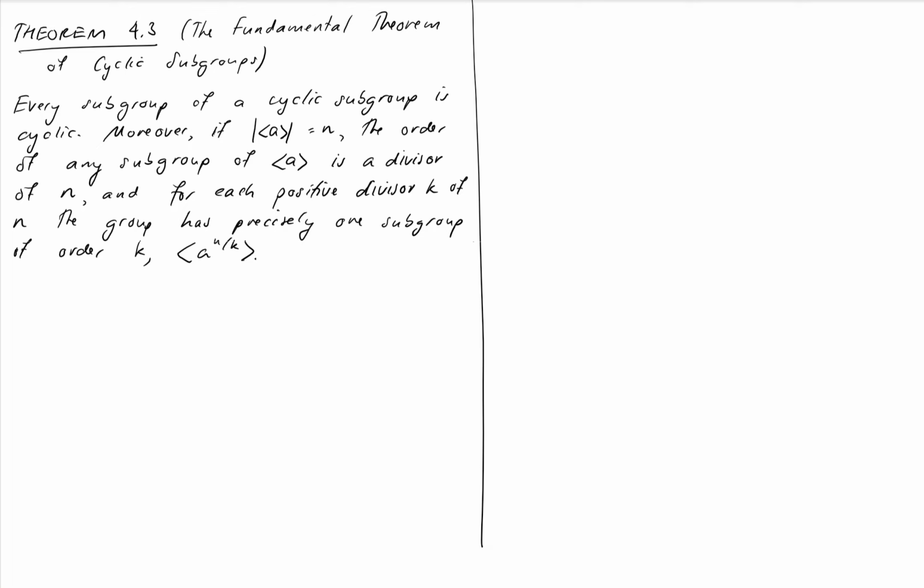Right, so we've got a bit of work to do to prove this thing, but once we've proven it, then we can suddenly know a lot about how subgroups of cyclic groups work. In fact, we know everything. So here we go, proof. So the first thing we have to prove is that every subgroup is cyclic. So we'll start with that one. Every subgroup is cyclic.